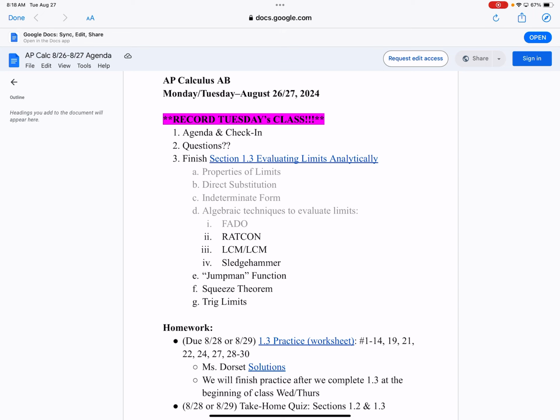Anyways, so what's going to happen is you'll have 1.3 practice, like the problems that you're learning today, to complete from the worksheet. So those numbers. Next class we will finish trig limits. You'll have some time to do that practice. We're going to move on to section 1.4, and then you're going to have a take-home quiz for 1.2 and 1.3, which actually lines up with last year's group anyway. So like how I did things, and that works fine.